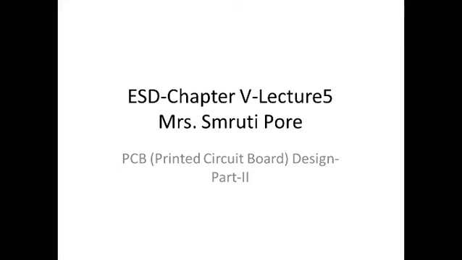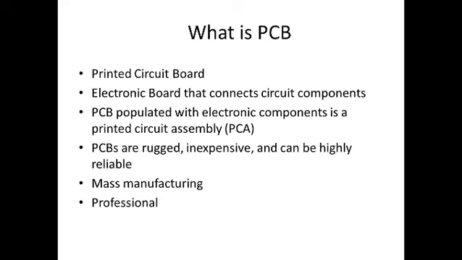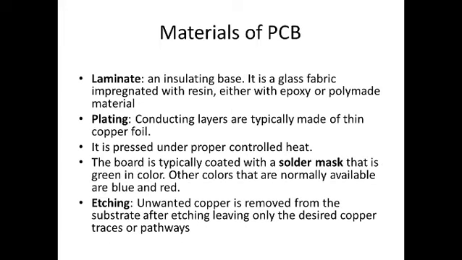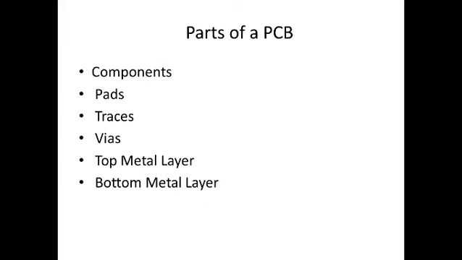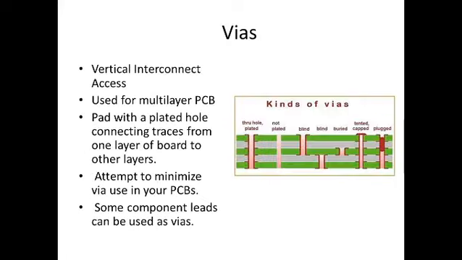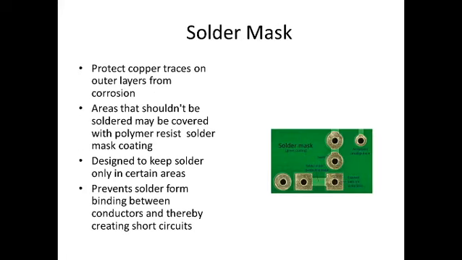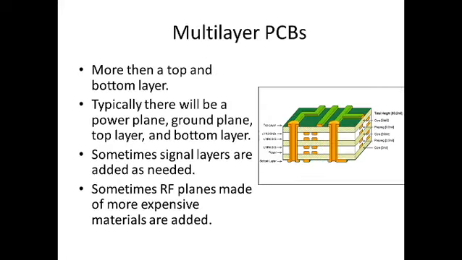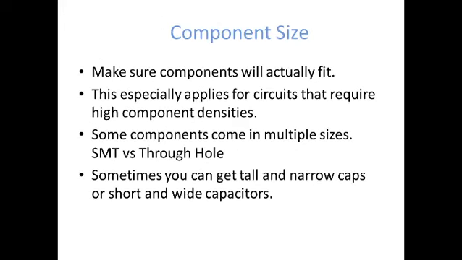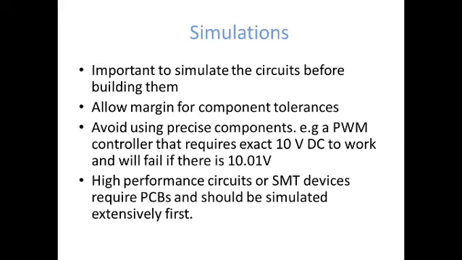Here we are going to study the second part in the PCB design, that is printed circuit board design. In the previous lecture we have seen some basic things about the PCB, like what is a laminate, what is plating, etching, what are the components, what are the pads, traces, vias, what are the layers, then what is the crucial part of these things, the jumper, solder mask, multi-layer PCB, different design issues we have seen there.